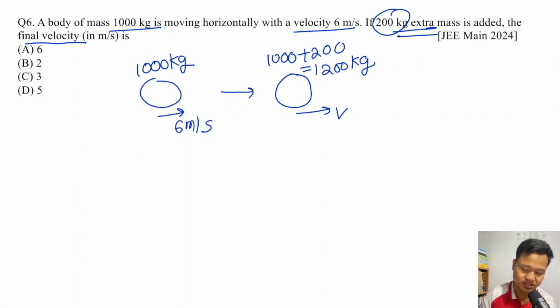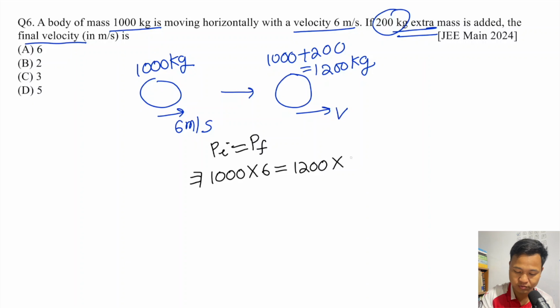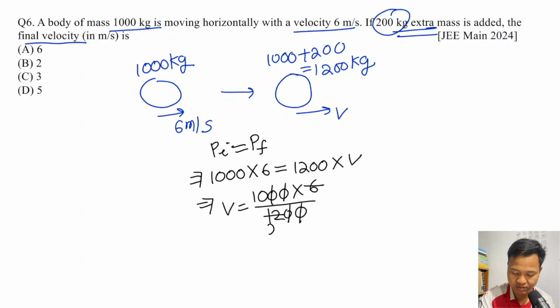The speed, we find by conserving momentum directly. So P initial equals P final. 1000 into 6 should be equal to 1200 into V. So V is 1000 into 6 divided by 1200. The zeros cancel out, 6 twos are 12, and 2 fives are 10. So V will be 5 meters per second. So the answer is D.